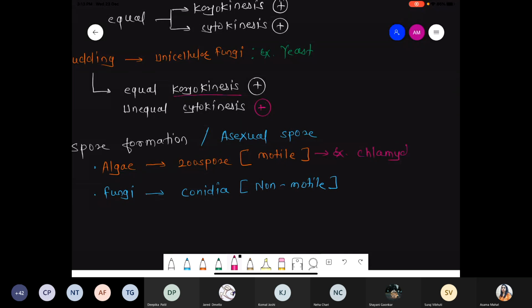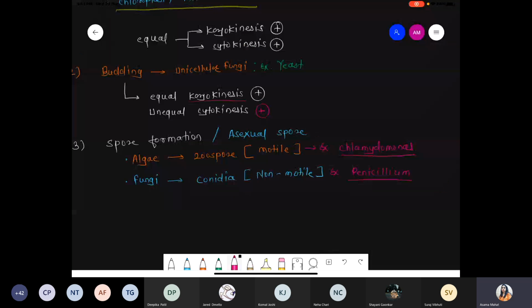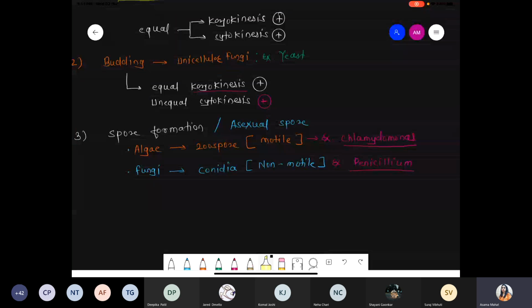Chlamydomonas, which is a unicellular green alga. And in case of the conidia, we saw the example of Penicillium. It is very much common in Penicillium, which belongs to the class Ascomycetes. Got it? So spore formation, please remember, according to our syllabus, we are taking one, that is algae, zoospore, motile spore, example Chlamydomonas.